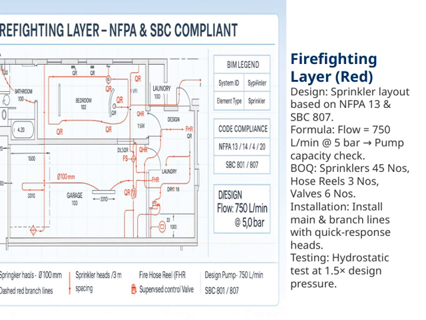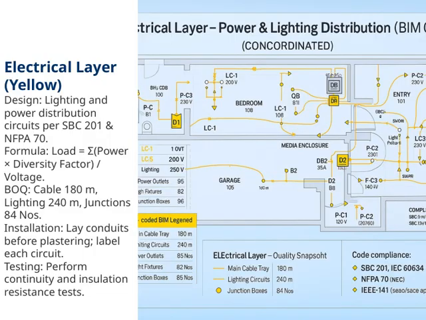Finally, testing is an important step, specifically, a hydrostatic test at 1.5 times the design pressure. This test ensures the integrity and safety of the entire piping system before it becomes operational. All these points together form a comprehensive approach to firefighting protection, integrating design, components, and testing to safeguard the building effectively. Now, let's move on to the electrical layer, which is highlighted in yellow on our diagram.